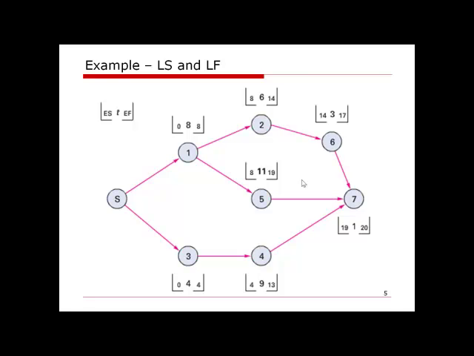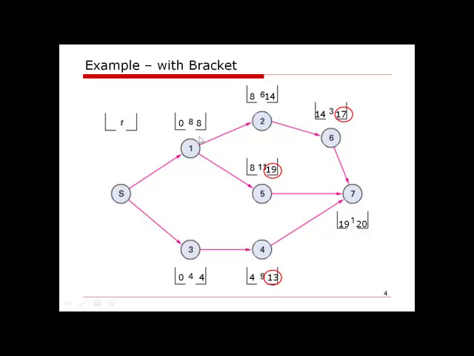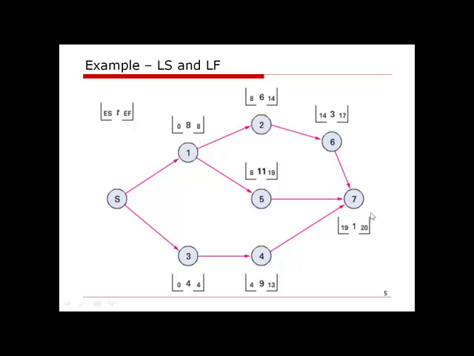Now, for the early start and early finish, they start from the starting point, time 0. But for the late start and late finish, they start from the end, or they work backward from the last time period, which is week 20. We start with the last activity first, which is activity 7. So it needs to be finished in week 20. So we put the late finish as 20, and it takes 1 week to finish it.